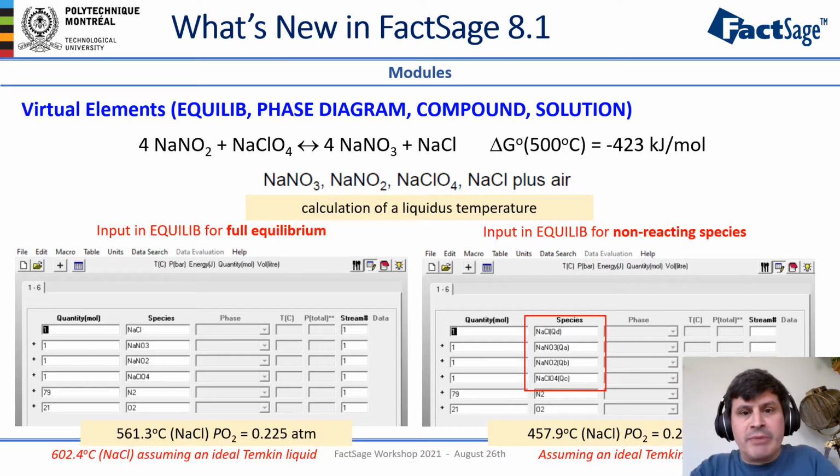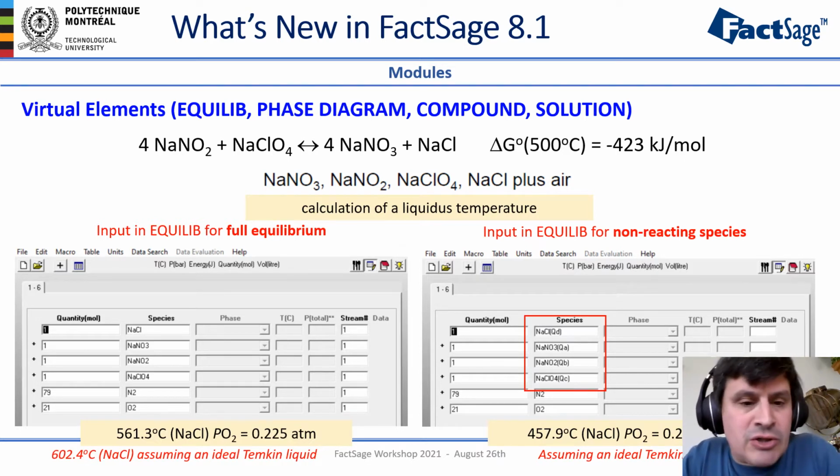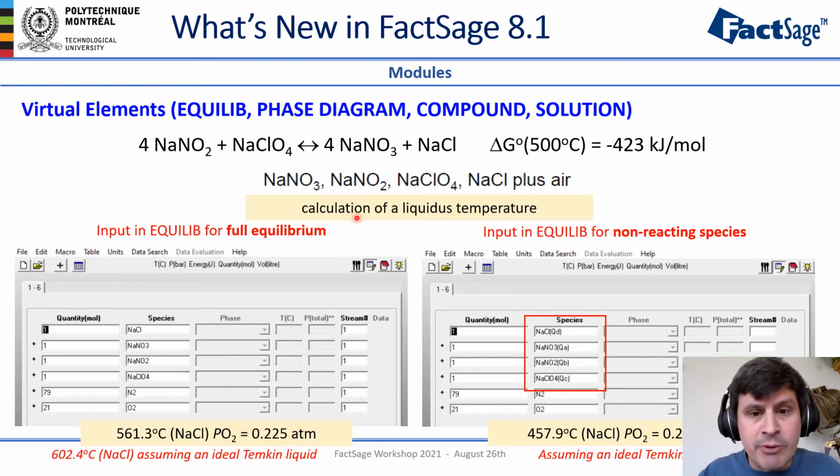Virtual elements can also be used to compute or constrain some reaction, for example, to compute the liquidus temperature of an equimolar mixture of sodium nitrate, sodium nitrite, sodium perchlorate, and sodium chloride in air. So there is an internal reaction in the liquid solution and in other phases involving the nitrate and perchlorate, which is a reduced and an oxidized species, to form the neutral species, oxidized NaNO3 and NaCl. The delta G of this reaction at high temperature is very negative, so it should proceed thermodynamically.